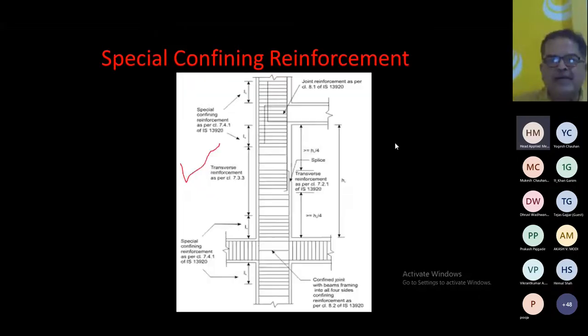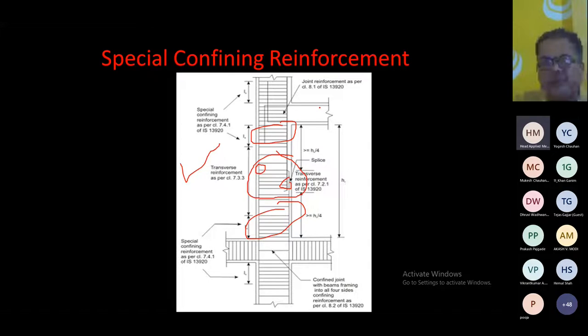We know that here you need closed stirrups, here you need closed stirrups, and these are the highly stressed zones, top and bottom of the column. So no lapping is allowed at top and bottom of the column. Where is lapping allowed? Lapping is allowed in the middle third, and only 50% of bars are lapped at one place. If you are lapping 50% here, then lapping will be 50% on this side. That is required. So this is very important.